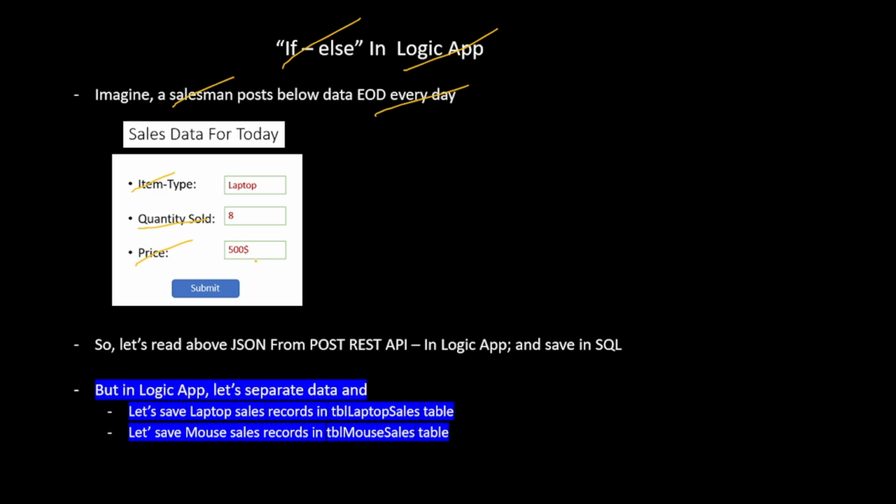So let's say he sells two types of items, that is laptop and mouse. Now, when he submits this record in his system, let's say we call a POST REST API. Obviously this data, that is item type, quantity and price, will be sent as JSON in the body of that POST REST API. We want to read this JSON in Logic App and then save it in SQL Server. But before we save this data, we have to segregate the records, whether it is a laptop record or a mouse record, and based on that save the data in its respective table.